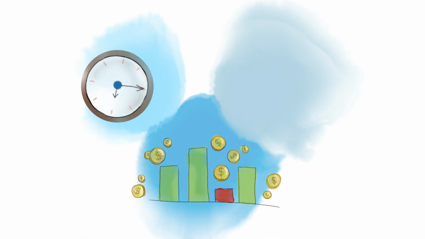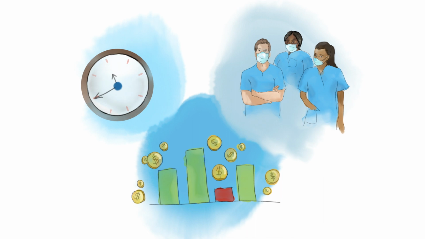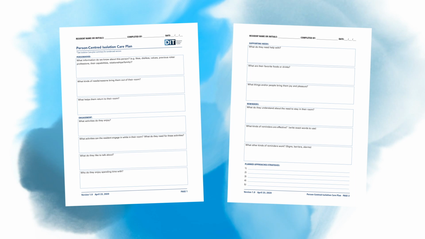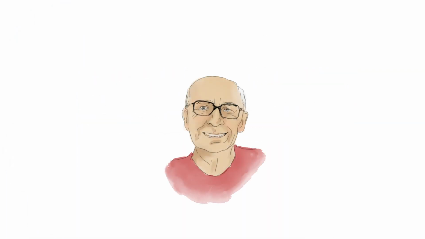We understand that person-centered approaches can be difficult to implement even when we are not in the midst of a pandemic. Time, budgets, and staffing are some of the barriers to implementing person-centered care. During the pandemic, these are all even bigger challenges than before. With that in mind, this person-centered isolation care plan tool was designed to assist you and your team in implementing person-centered care as best as you can in order to support people in your home who need to be in isolation.